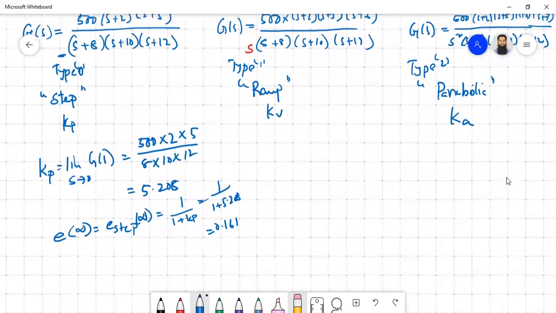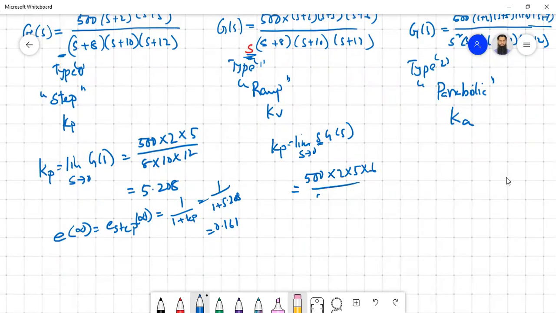And for the second one, we have to find out Kv. The value of Kv is limit s tends to 0 of s G of s. So this s will be cancelled with this s, and for the rest of the parameters just replace s by 0. So 500 into 2 into 5 into 6 divided by 8 into 10 into 12. Now this gives us a value of 31.25, and E infinity, or E ramp infinity, is basically 1 by 31.25, which is 0.032.